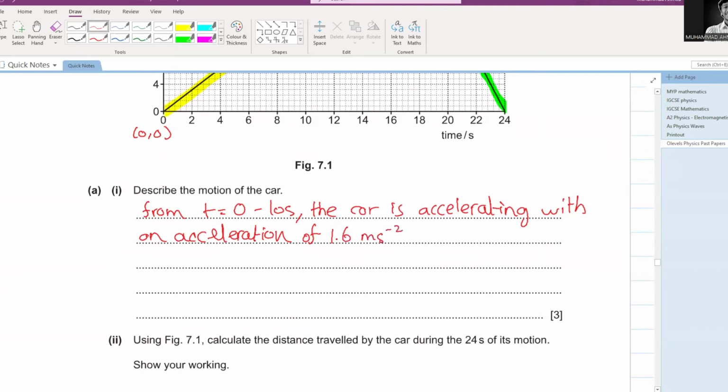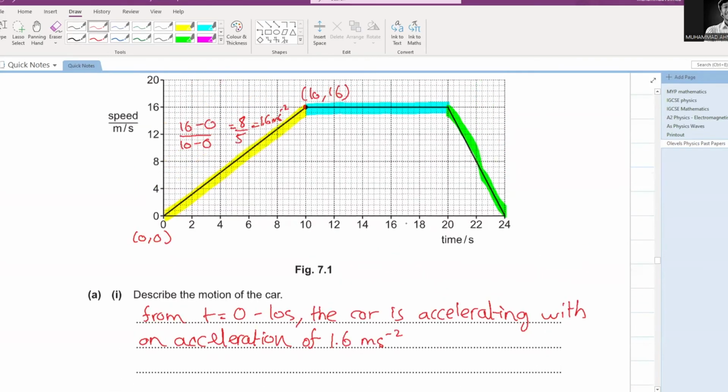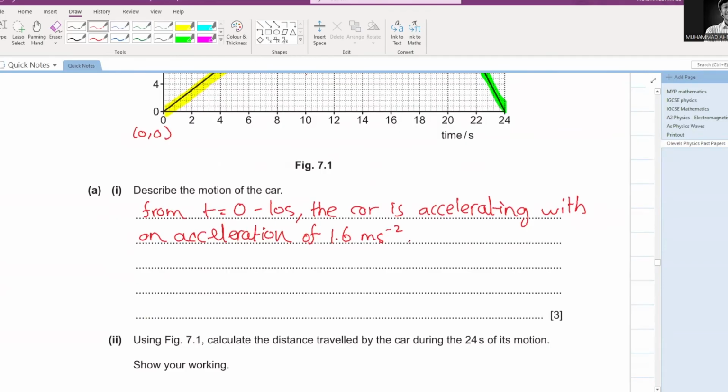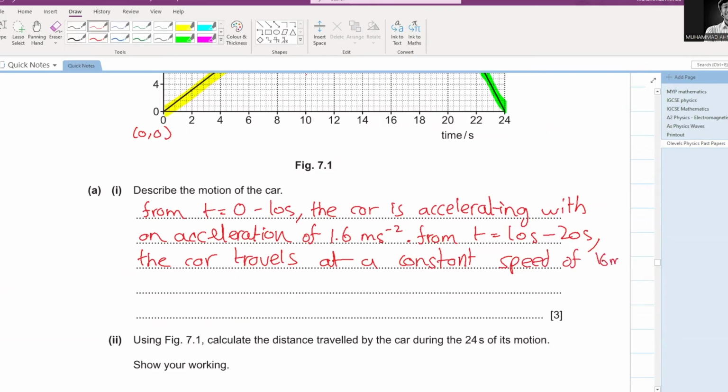1.6 ms minus 2. Perfect. What will be your second point? You will say from time t is equals to 10 seconds till 20 seconds, the car is traveling at a constant speed of 16. Let's write it. You will say from time t is equals to 10 seconds till 20 seconds, the car travels at a constant speed of 16 ms minus 1.